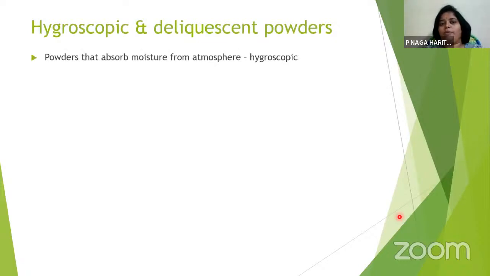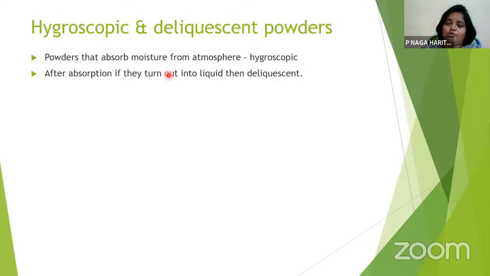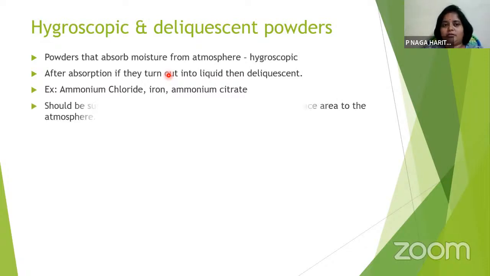Then coming to the hygroscopic and deliquescent powders. The powders that absorb moisture from the atmosphere are called hygroscopic powders. After absorption, if they convert into liquid, then they are called deliquescent. You would have seen in your practical laboratories sodium hydroxide. When you take the sodium hydroxide, your lecturers would ask you to fit the cap properly, because it is hygroscopic as well as deliquescent. Once it absorbs moisture from the atmosphere, it goes into liquid. It is deliquescent in nature. Ammonium chloride, iron ammonium citrate, all come under this category.